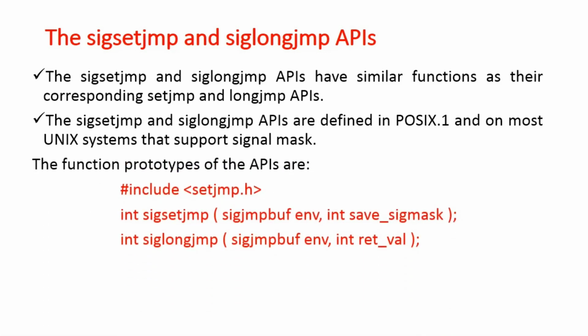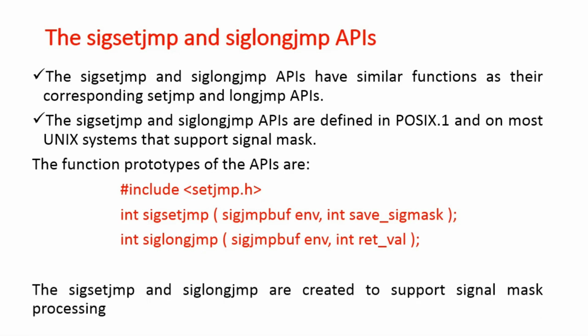Now the function prototypes for these APIs. If you want to use these two, you need to include the header file setjmp.h in your program. The first API, int sigsetjmp, has two arguments. The first argument is the environment variable, and the second one is the save signal mask flag. The second API, int siglongjmp, has two arguments. The first one is the environment variable, and the second one is the return value.